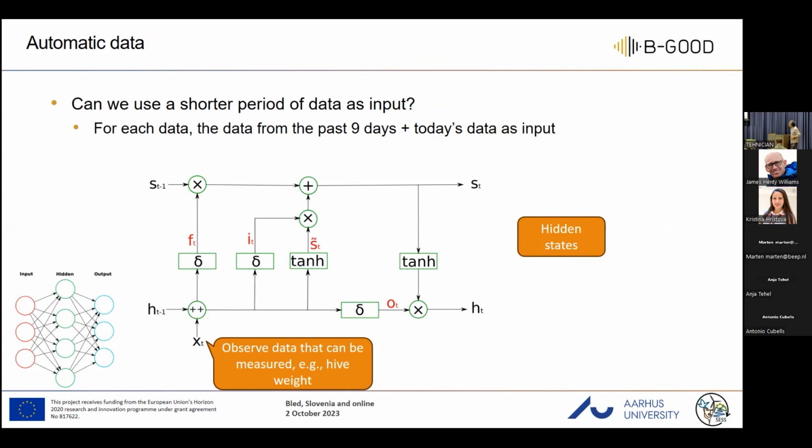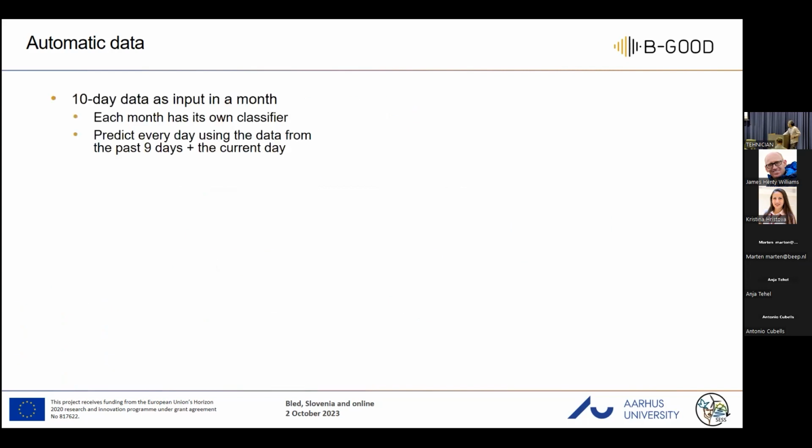And for this, we have the data from the past 9 days, and plus today's data is used as the input. So we only use 10 days of data, and we do this prediction every day continually. We also made each month have its own classifier. So May has its own one, June has its own one, and the data used is the data from the past 9 days plus the current day.